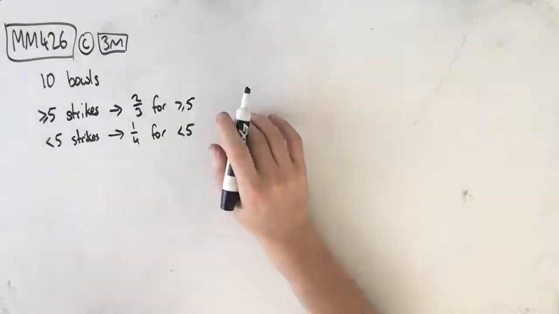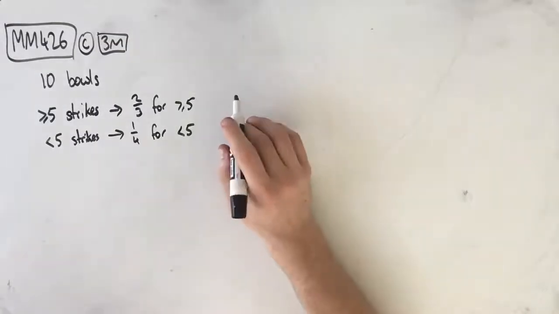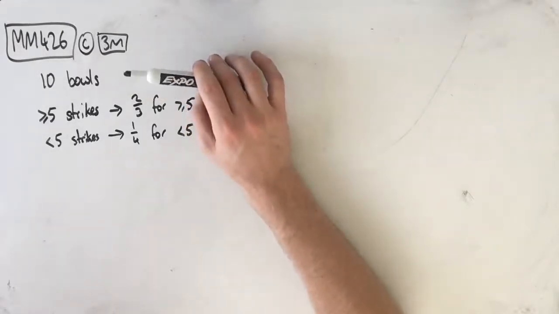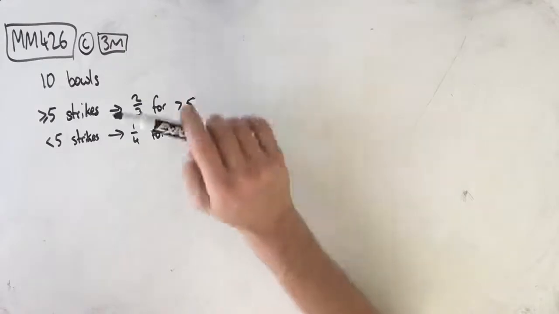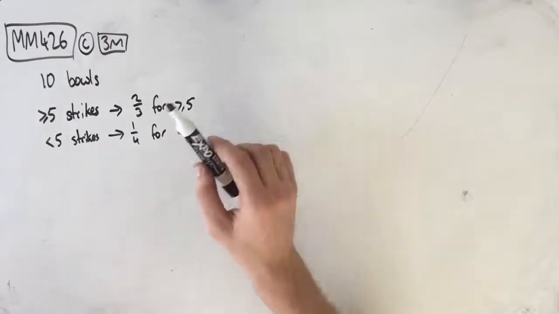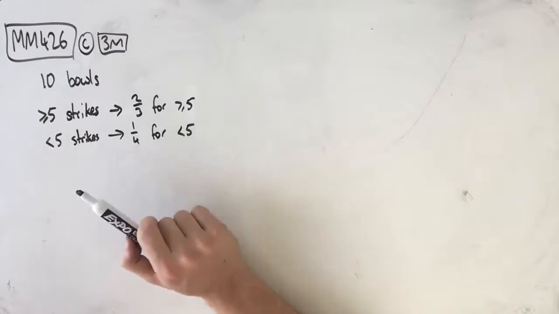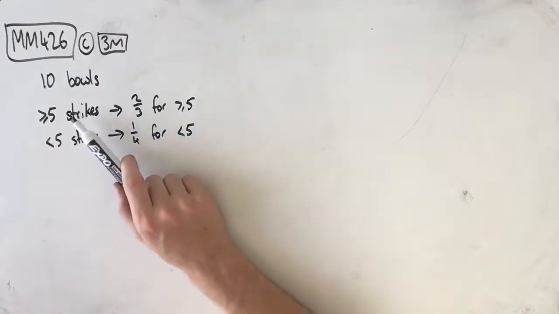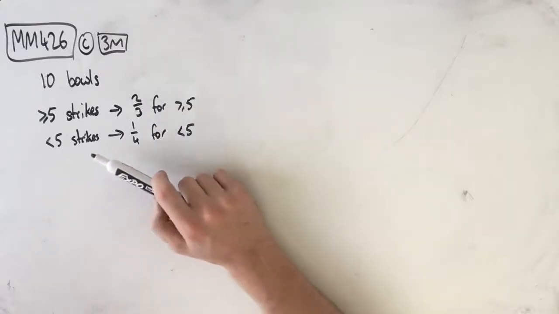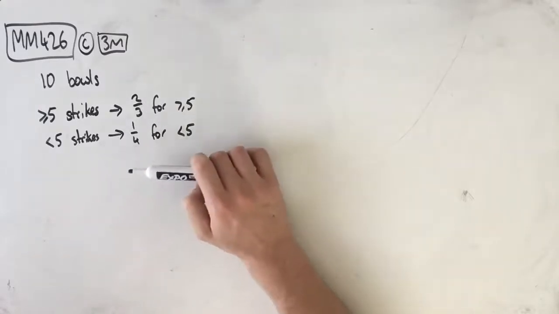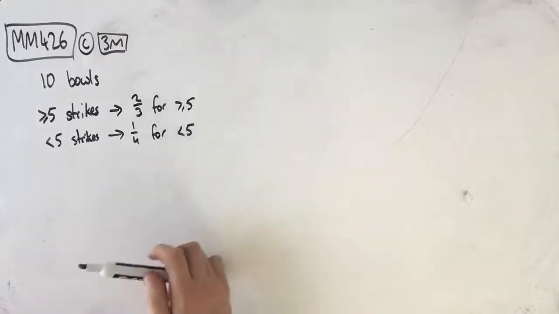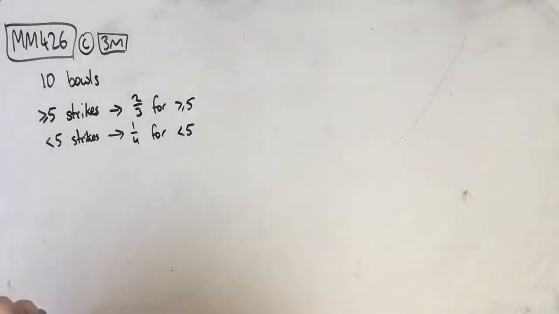Part C is a 3-mark question and says, Mike plays a second game of 10 bowls during which he is not feeling well. He does not have a consistent strike rate during this game. The success of his second game depends solely on the success of his previous game. If Mike scores at least 5 strikes in his first game, then the probability that he scores at least 5 strikes in his second game is 2 in 3. If he scores less than 5 strikes in the first game, the probability that he scores less than 5 strikes in this second game is 1 in 4. What is the probability that Mike scores at least 5 strikes in his second game?